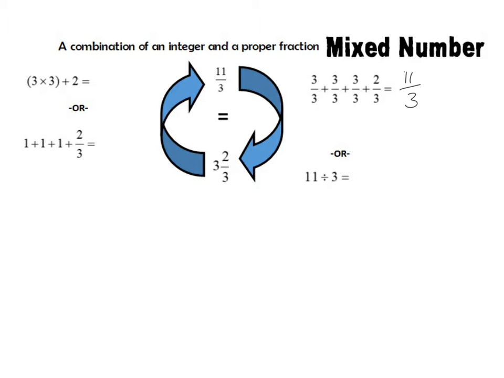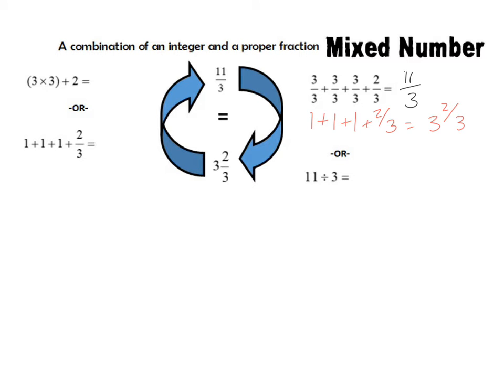But a different way to think of it is 3/3 is the whole number 1. Remember, anytime my numerator and my denominator, the top and the bottom, match up, we get the whole number 1. So what I really have here is 1 plus 1 plus 1 plus 2/3, which is equal to 3 and 2/3. So I could do it with repeated addition, or I could do it with division.